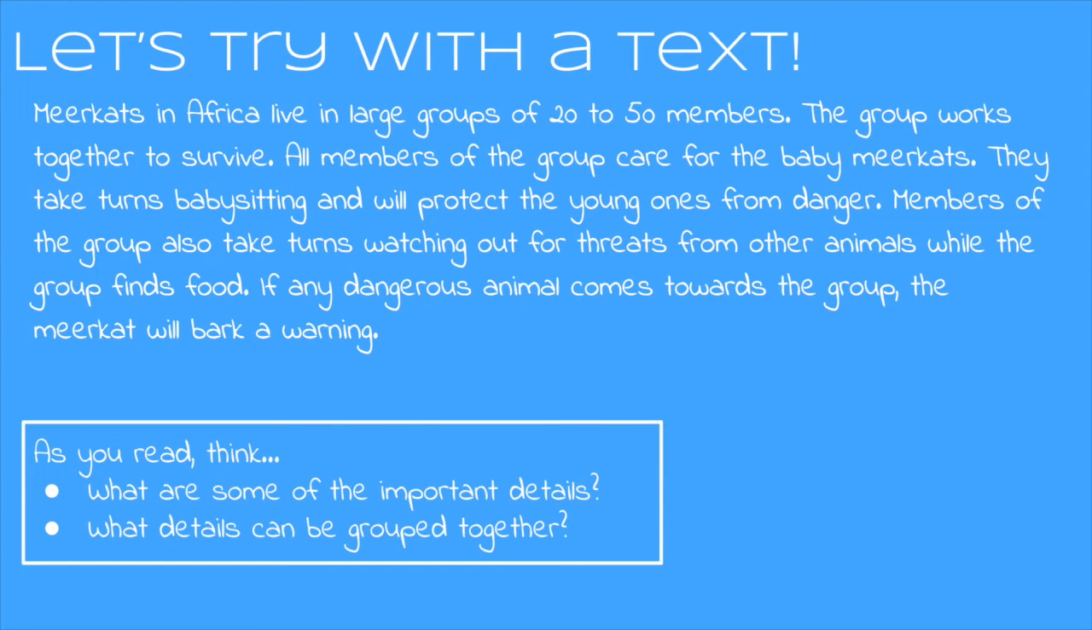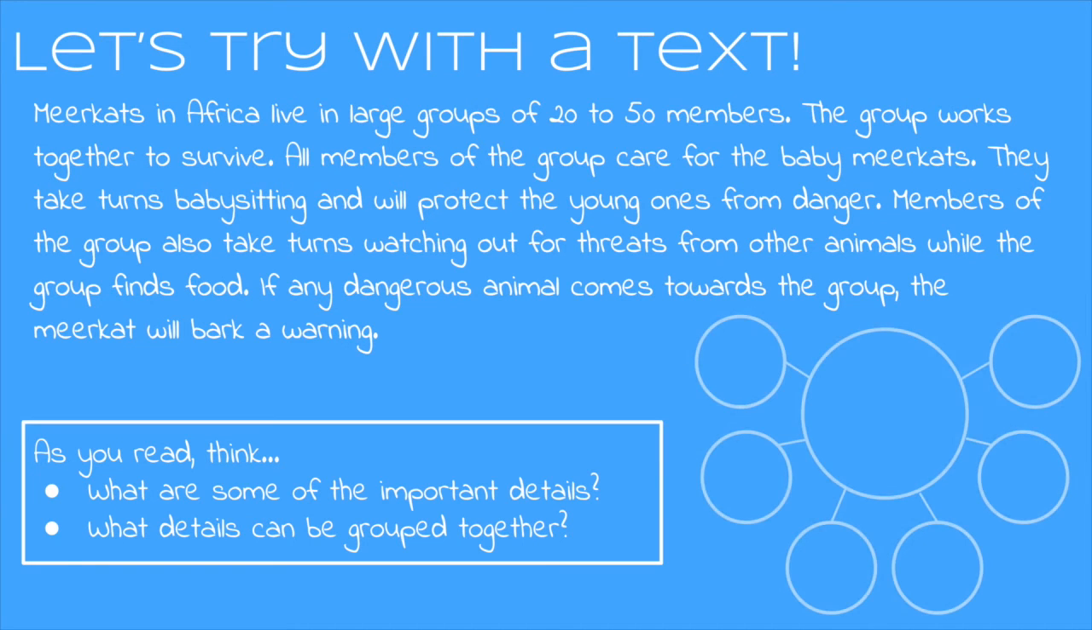Let's remember our strategy. As we're reading, we want to think, what are some of the important details? And what details can be grouped together? We're going to be using our bubble map as our graphic organizer, so let's keep that in mind too. Now let's just go sentence by sentence to find our key details.